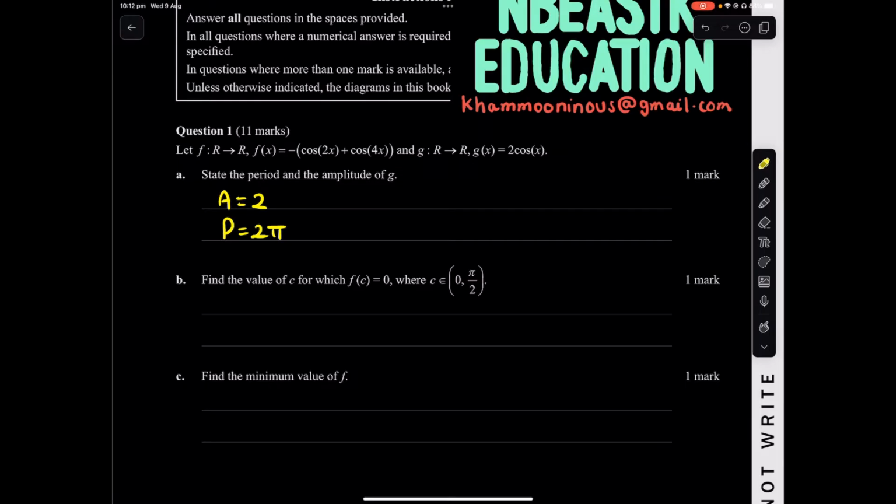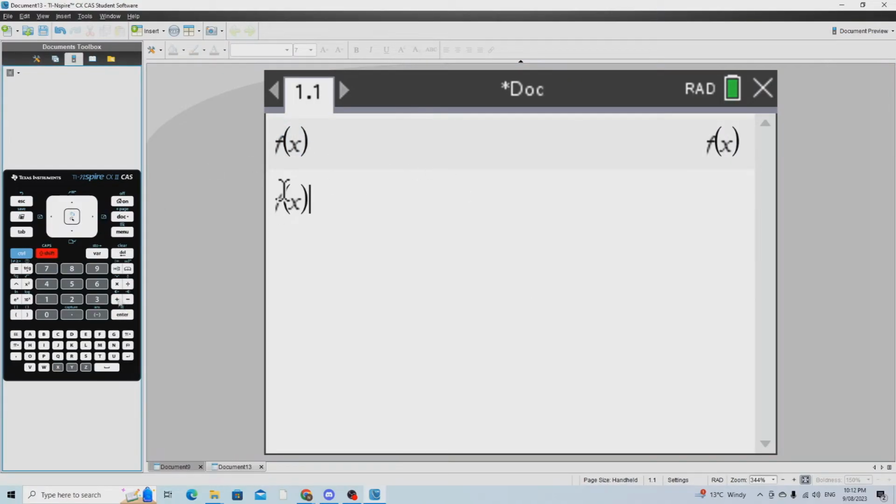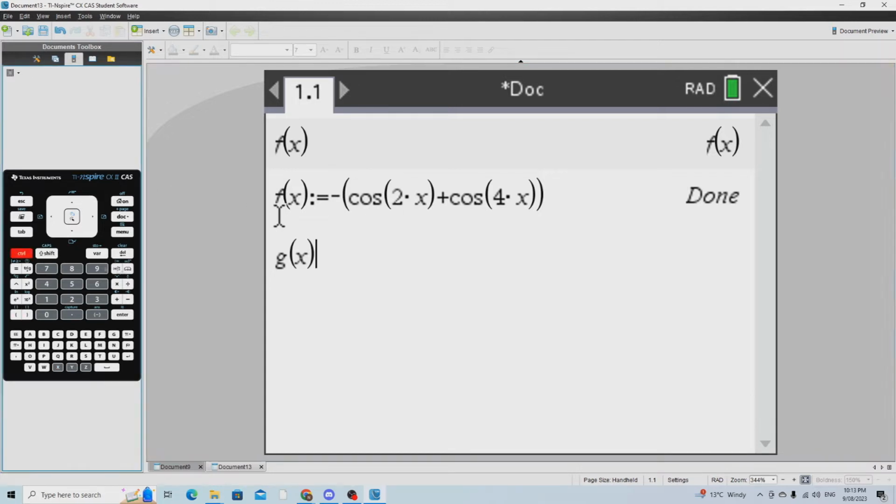Find the value of c for which f of c equals 0, where c is between 0 and pi over 2. Okay, first, let's define all the functions in our calculator. So f of x is negative cos 2x plus cos 4x. And g of x is 2 cos of x.